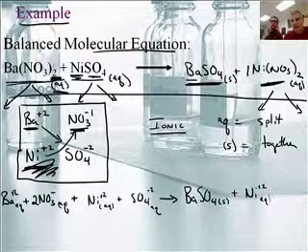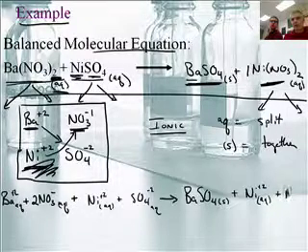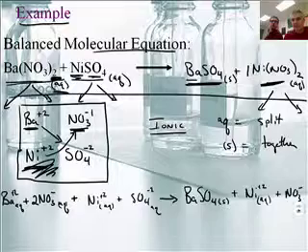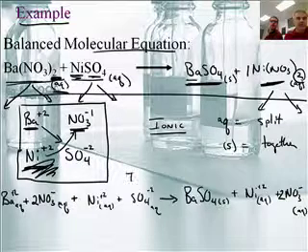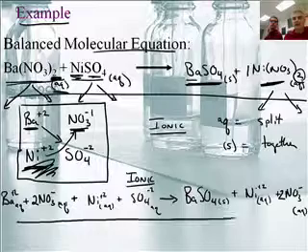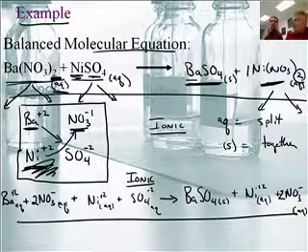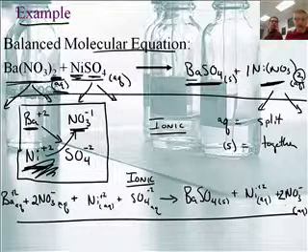Aqueous, plus NO3 negative aqueous. There's two of them. And because there's a 2 here, I put a 2 in front here. So this right here is called the ionic equation, or the complete ionic equation. Okay. Now, there is one more step. That next step is to find the net ionic equation.